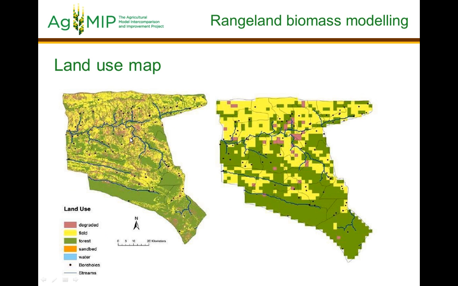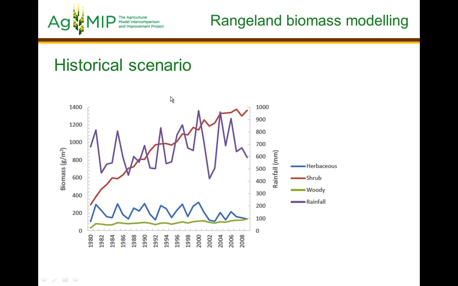One of the inputs to the model is a land use map. Here you see the land use map of the Nkai district, and that land use map was then transformed into a 2 kilometer by 2 kilometer grid landscape that looks a bit more coarse than the original one. But you see that we have forest, we have fields, we have degraded areas, and we have boreholes.